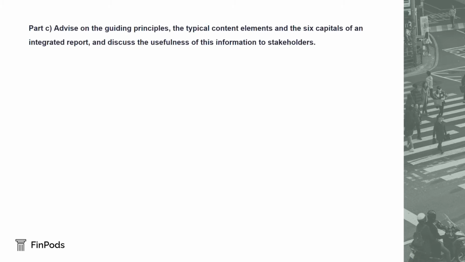Part C. Advise on the guiding principles, the typical content elements, and the 6 capitals of an integrated report, and discuss the usefulness of this information to stakeholders. Let's go over the 6 capitals of the integrated reporting framework in more detail. The financial capital measures the funds available for use in the company. Details will be provided on the source of these funds, such as loan financing or earlier profits or cash flow.